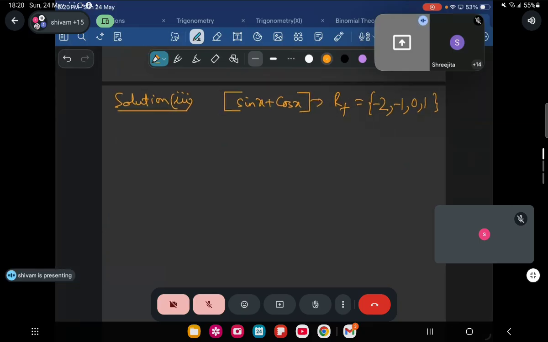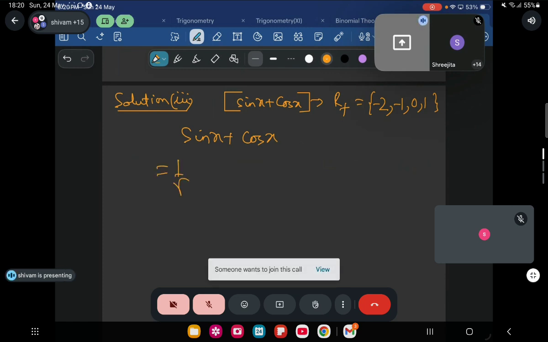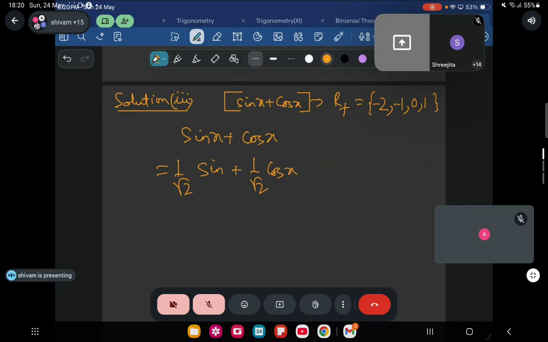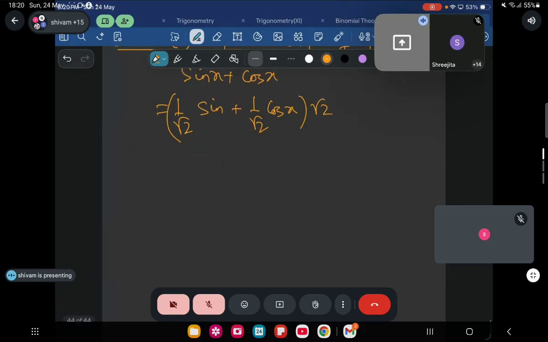Okay, first of all, let us simplify sin x plus cos x. Do you remember what we need to do? We used to multiply and divide by root 2. So this will be equal to root 2 into 1 by root 2 sin x plus 1 by root 2 cos x. Which one to convert, sin or cos? Sin would be better. So it is root 2 into sin of pi by 4 plus x.